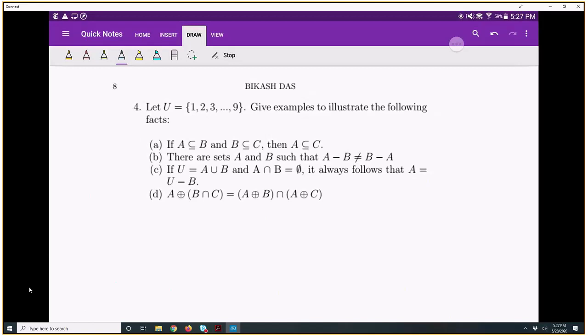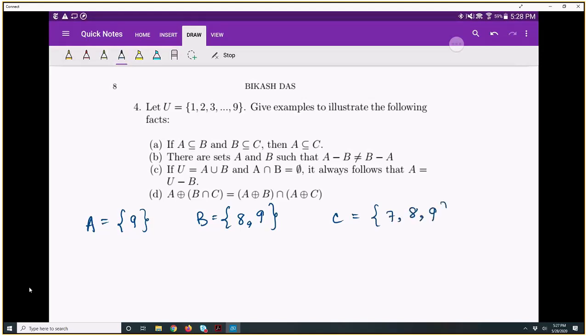The next exercise, we have U equals {1, 2, 3, up to 9}, and we want examples to illustrate the following. If A is a subset of B and B is a subset of C, then A is a subset of C. So let's take A to be the singleton {9}, B to be the doubleton {8, 9}, and let's let C equal {7, 8, 9}.